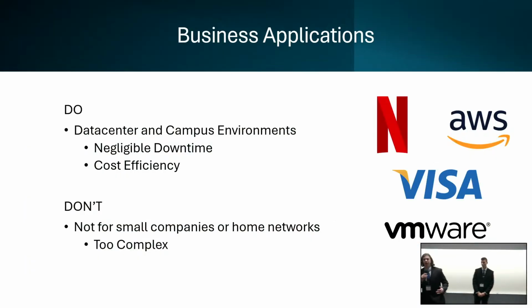Some of the business applications for these technologies we're going to be talking about is basically going to be for large data centers and campus environments. This technology is very complex and very hard to implement onto your network, so it is not recommended for smaller companies or your own home networks. It's just a little bit too complex. But for the large data centers and campus environments where there's lots of traffic going through them, it's perfect. Some notable companies that already use these technologies are Netflix, AWS, Visa, and VMware.